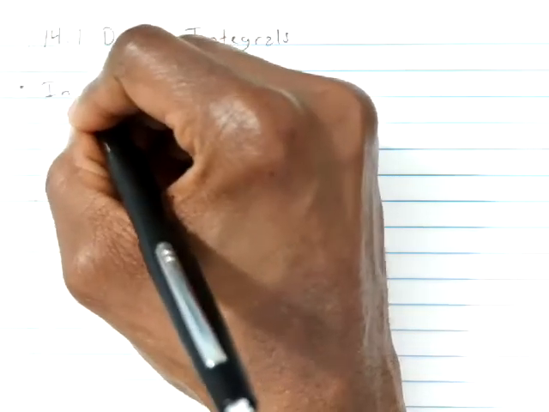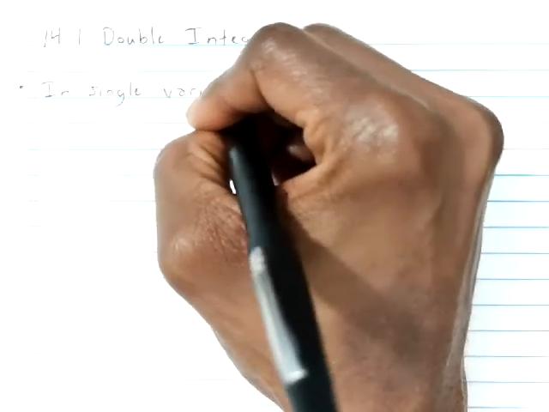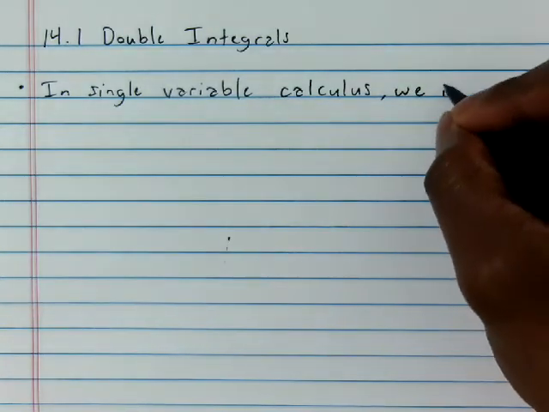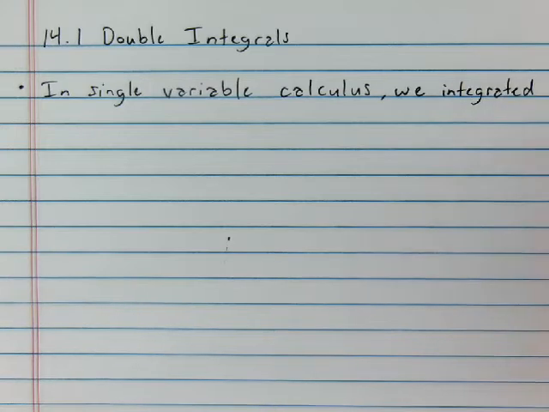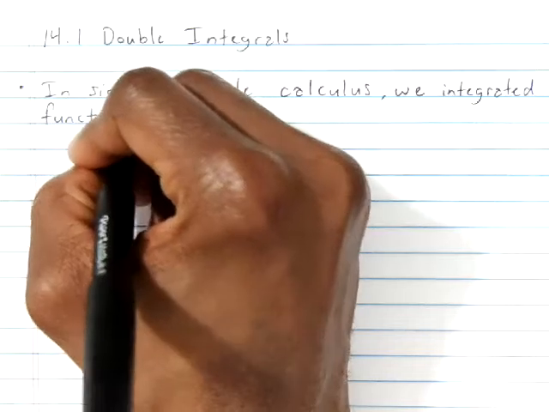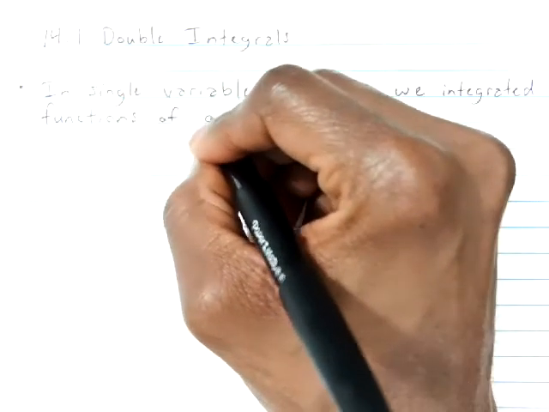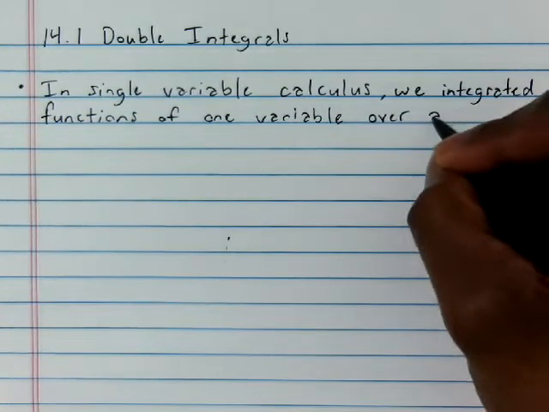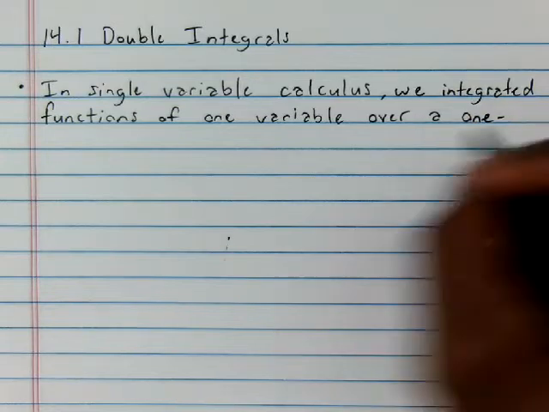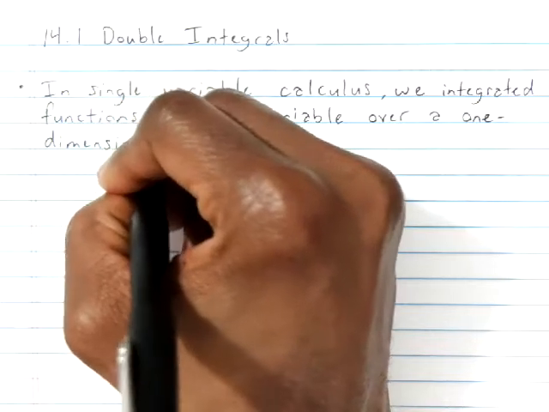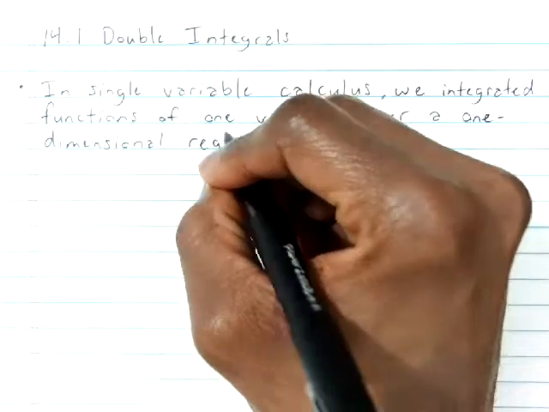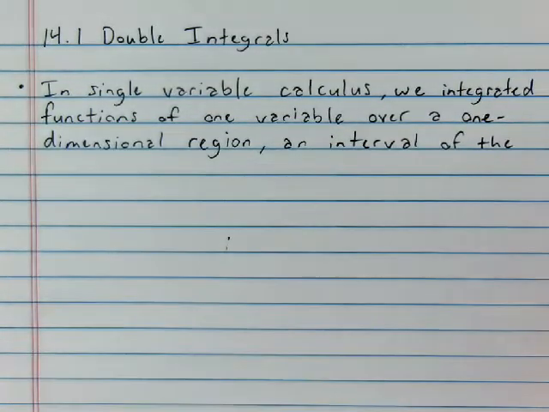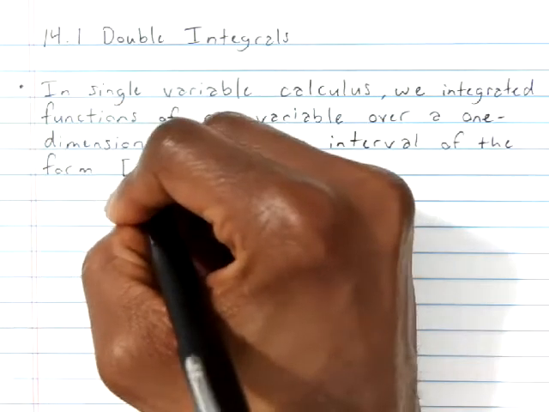So in single variable calculus, we integrated functions of one variable over a one-dimensional region, an interval of the form, so the closed interval from a to b.